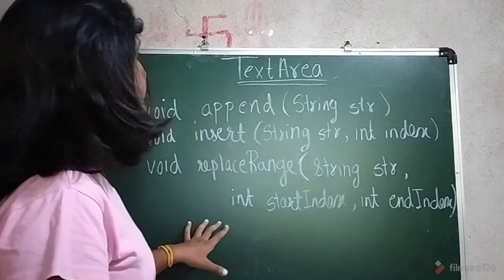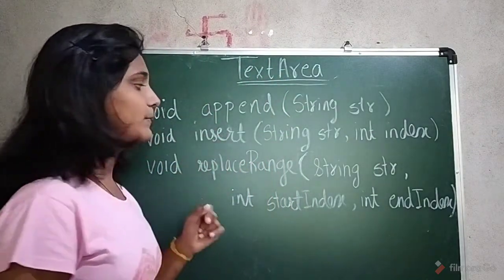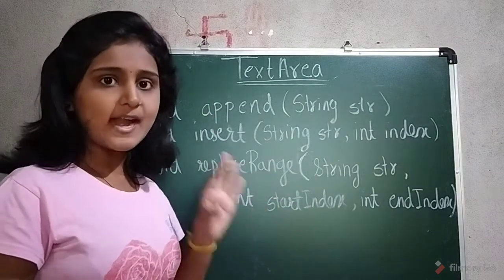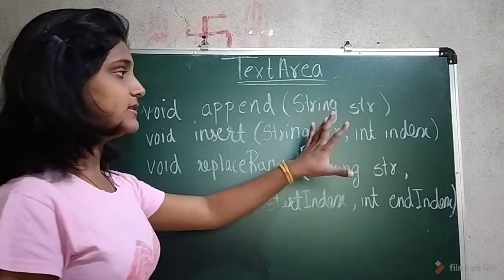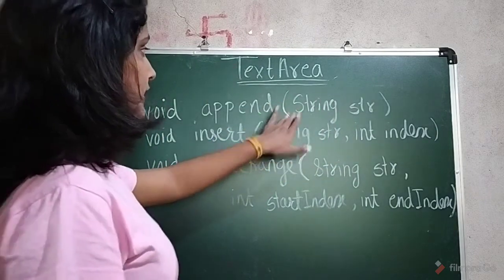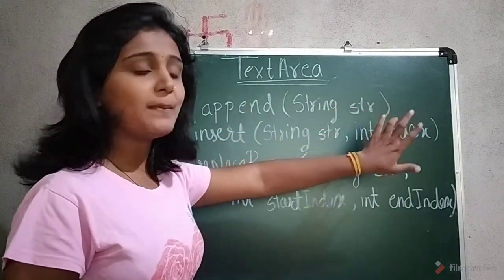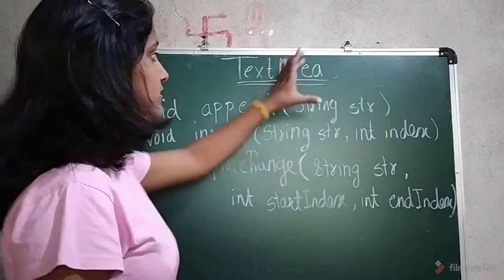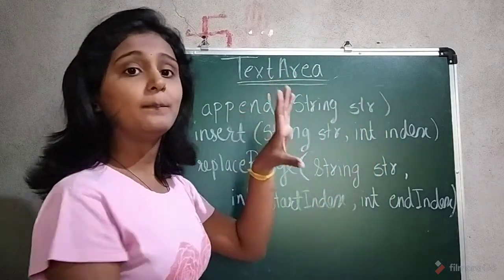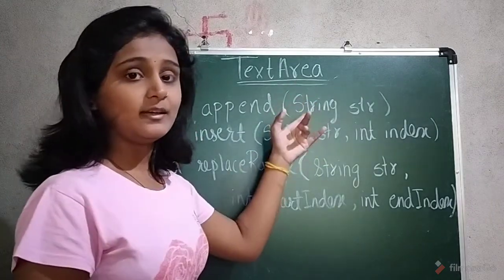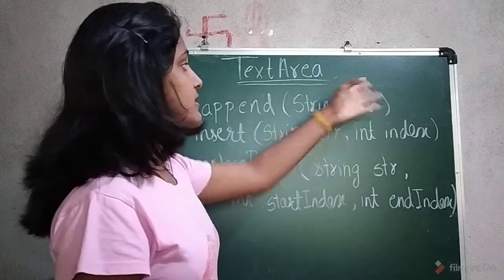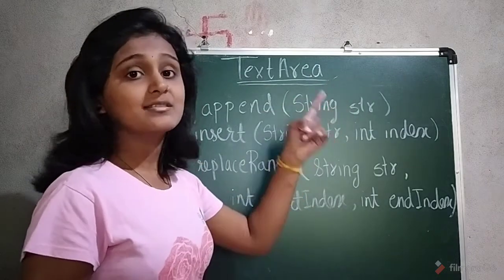Then again, here are some of the methods, that is append, insert, and replaceRange. From the name only, you can understand. Now just see what exactly the parameters are for these. Now the first one is append. Here you have to pass the string. Just see the parameter is a string. Now suppose there is a string in the text area and you want to append another string. So here you can pass the string, so that at the end of that particular string, it will append the string that you have passed here.